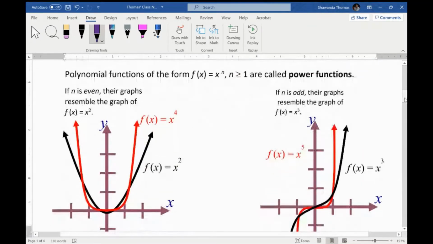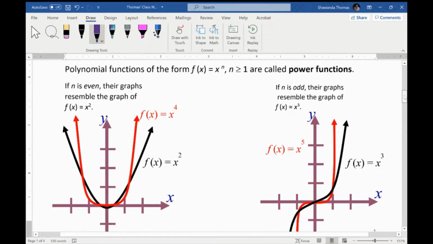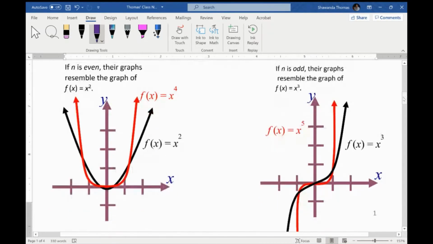Polynomial functions of the form f of x equals x to the n, where n is greater than or equal to 1, are called power functions. That's not really an important statement. You don't have to memorize that. It's just something that is true that I put in the notes. All right, this is where we need to get to. This is the nitty gritty of the section.